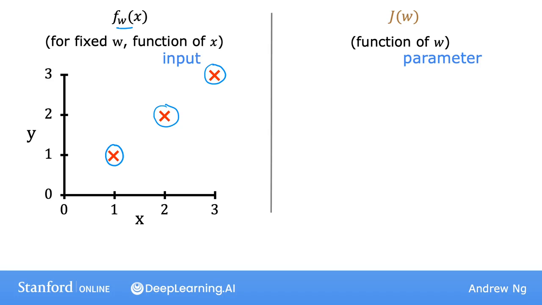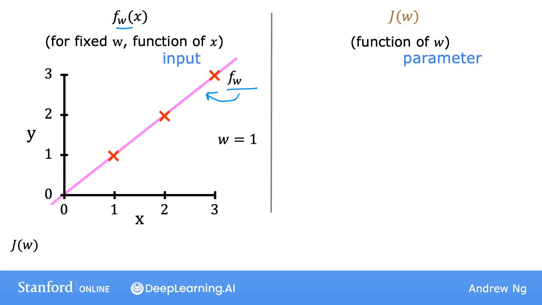Let's pick a value for w, say w is 1. So for this choice of w, the function f_w looks like this straight line with a slope of 1. Now, what you can do next is calculate the cost J when w equals 1. So you may recall that the cost function is defined as follows, it is the squared error cost function.